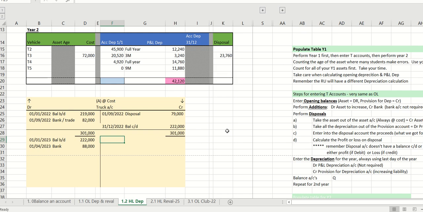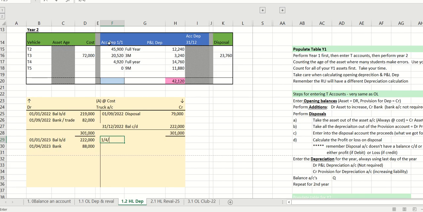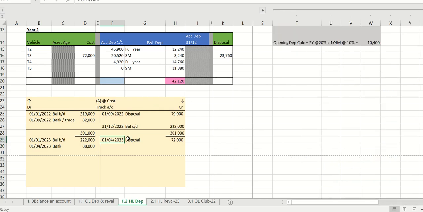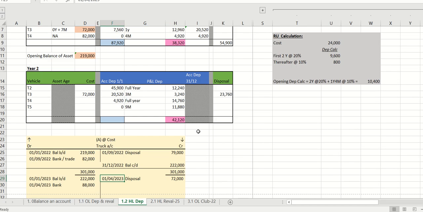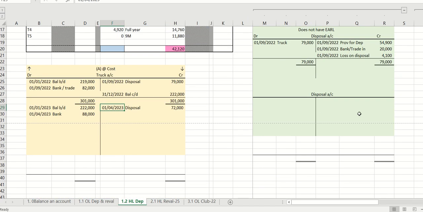Okay, so we're doing our disposal steps. Take the cost out of the cost, take the depreciation out of the provision account, put in the proceeds, calculate the profit. Okay, so on 1st to the 4th, the cost is coming out 72,000. A credit to the asset account, and a brand new disposal account.